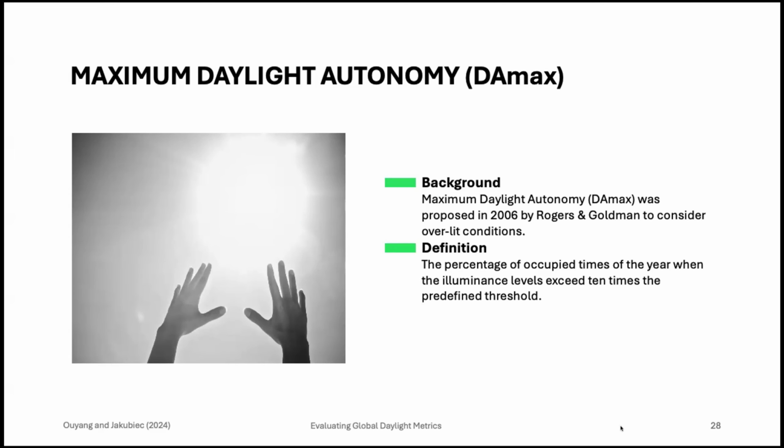Maximum daylight autonomy, or DA max, was suggested by Rogers and Goldman in the same year, 2006, to consider overlit conditions. It reports a percentage of annual time steps when illuminance levels exceed 10 times the predefined threshold, helping to identify areas with excessive sunlight.